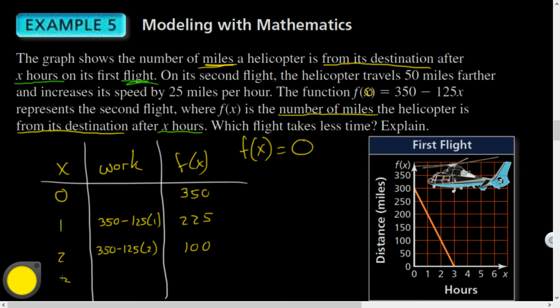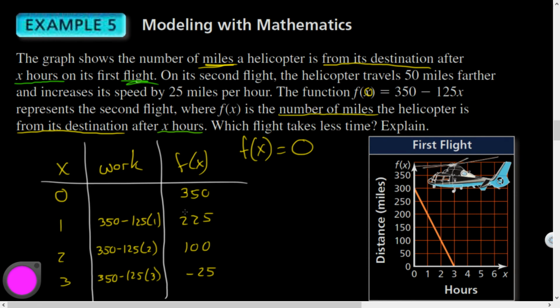If I plug in 3, I'd have 350 minus 125 times 3. So that's going to be 250, 375. 350 minus 375 is negative 25. That's weird. I can't be negative 25 miles from my destination. That means I flew right past it. All right, so let's plot these points.